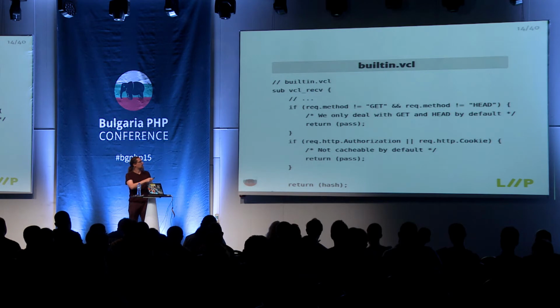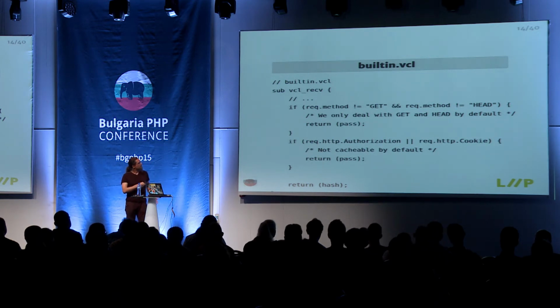And you will find in the receive function, so this function that gets called when the request comes in, a lot of sanity checks and whatnot, and at some point you find this: if the request method is not GET, and also not HEAD, then we go into the pass state, which means we don't try to use the cache.